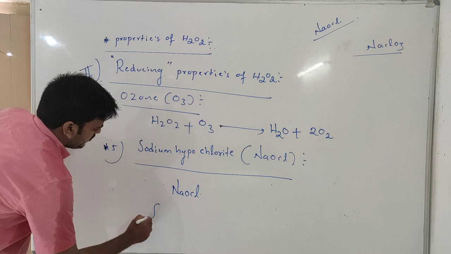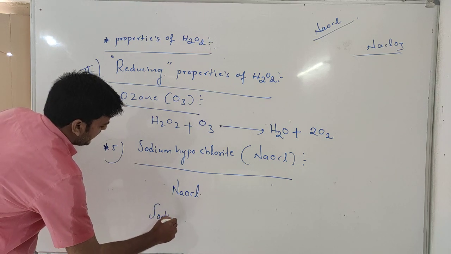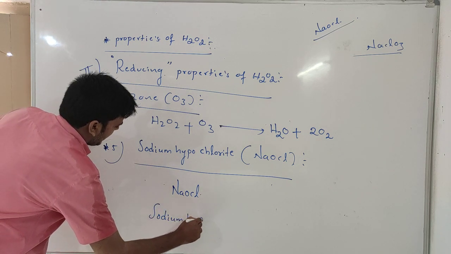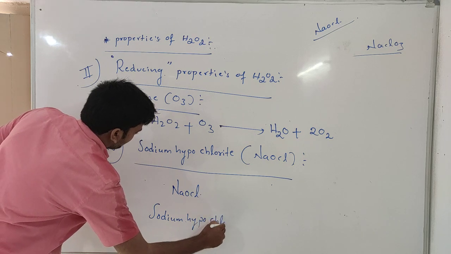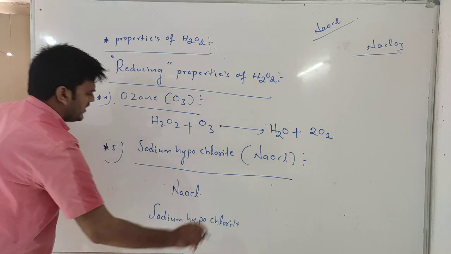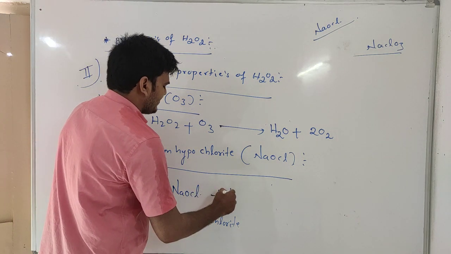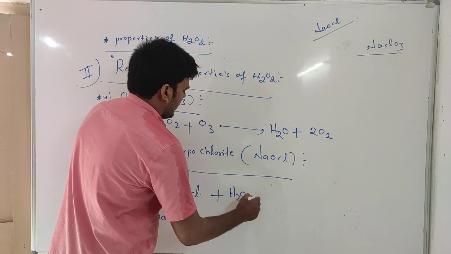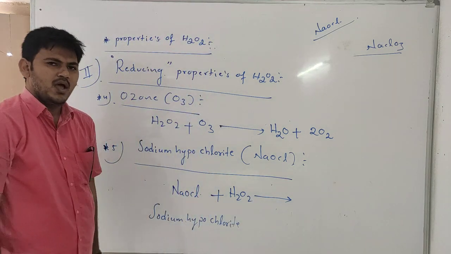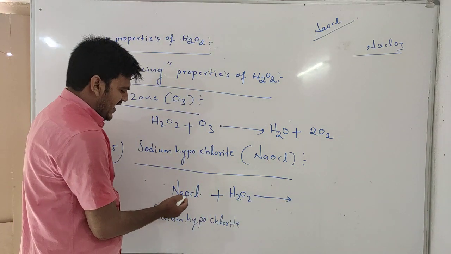So first of all, sodium hypochlorite, formula NaOCl, plus our compound hydrogen peroxide, formula H2O2. Very simple answer: NaCl.